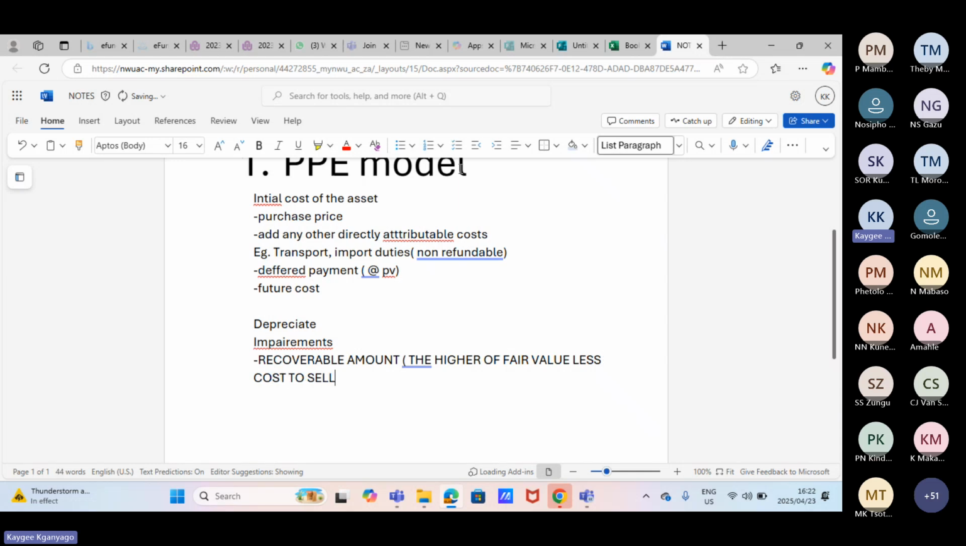Remember, it may not always be given just like that, ne? They can say fair value, something like that.